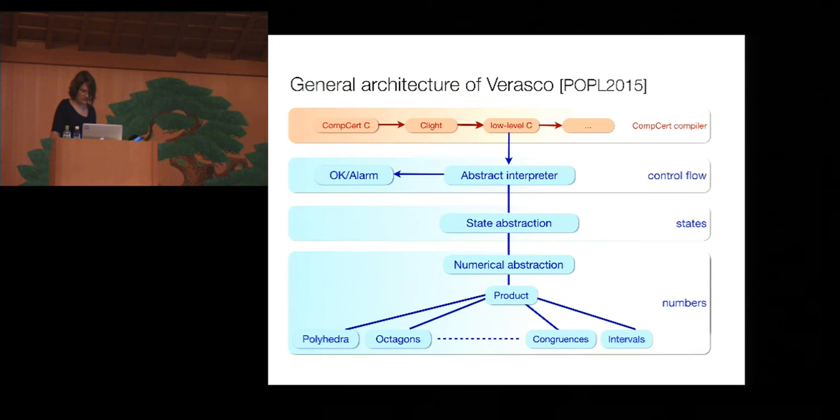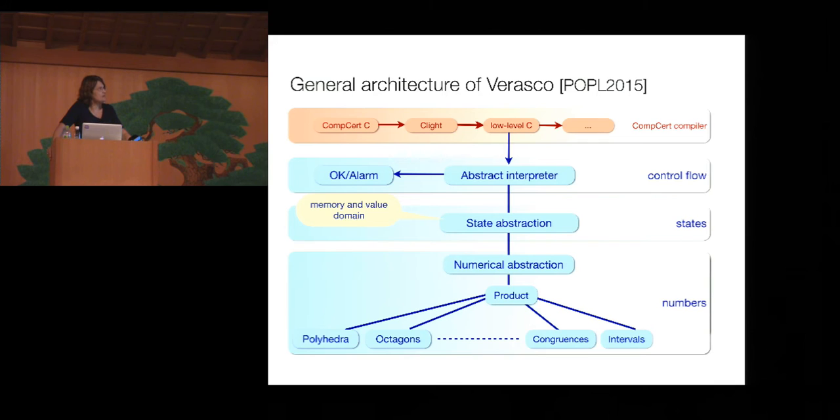On the top, you have the abstract interpreter, which is given a result. So either there is no alarm, or it raises alarms. This abstract interpreter follows the control flow of the program, so it uses fixed point iteration using widening and narrowing techniques. Then this abstract interpreter is parameterized by a state abstraction, a state abstract domain.